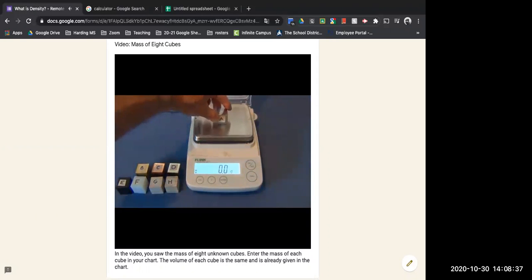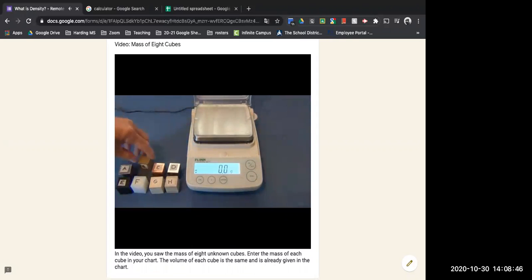Now let's record the mass of each cube. Cube A. Cube B. Cube C. Cube D. Cube E. Cube F. Cube G. And finally, cube H.